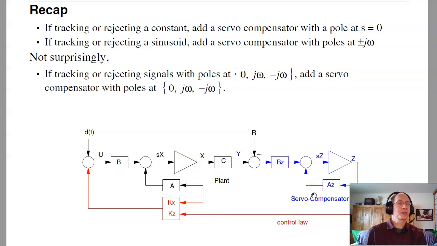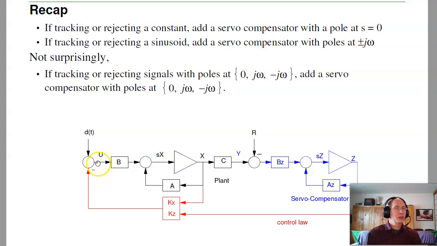If I'm trying to track a sine wave, what I do is I add a servo compensator that has poles at plus minus j omega, the same frequency as your disturbance. What that does is twofold. I track a sine wave, and I also reject a sinusoidal disturbance.